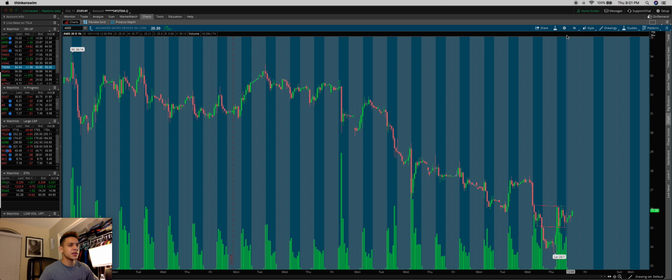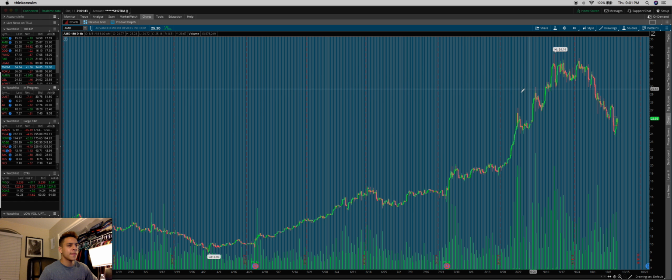So let's look at a different time period, 180 day. So recently it hit this support level right here, and it bounced off of that support level, and will probably hit this resistance level somewhere right here, or come up to right here. So it's pretty easy to identify support and resistance levels.